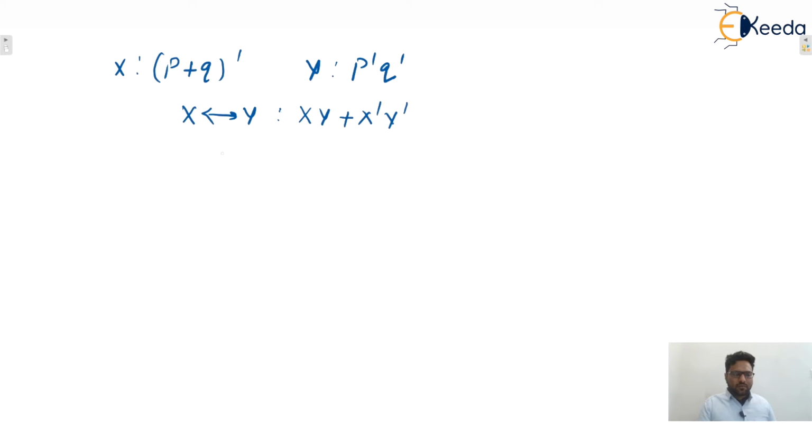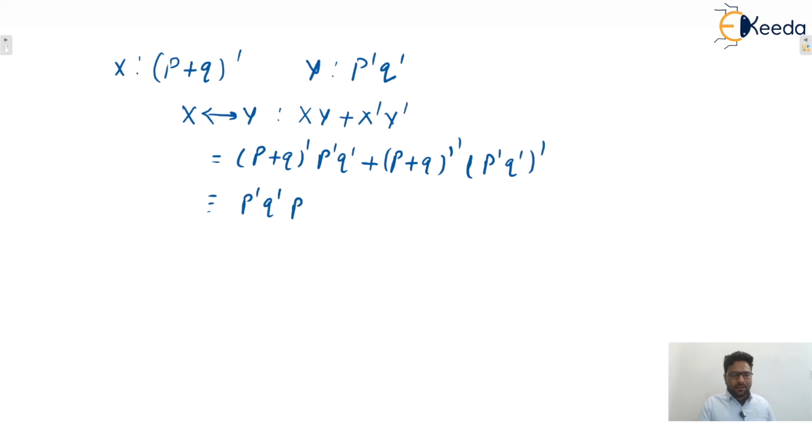So what is X? We can say that it is (P plus Q)'. What is Y? That is P'Q'. Then we can say this one is (P plus Q)'' and this one is (P'Q')'. So simplify these. Applying De Morgan's, this is P'Q', plus this one is P plus Q, and this one is also P plus Q.